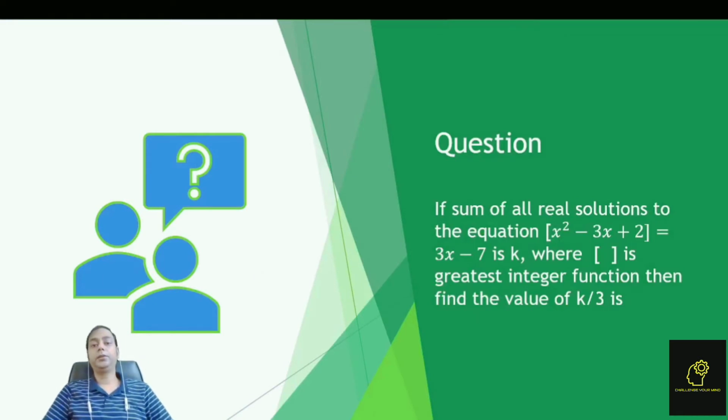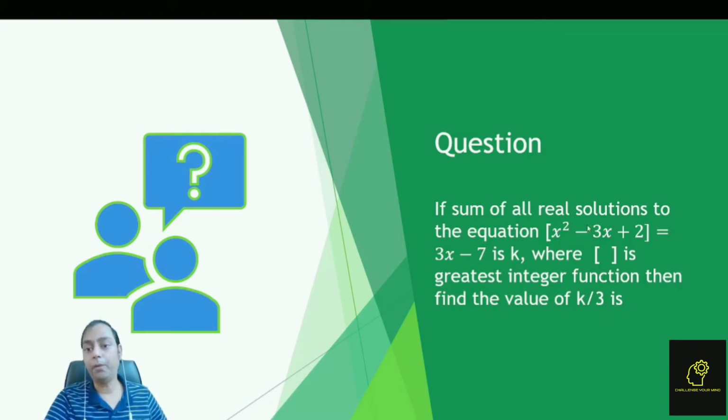Hello students, in this video I am going to discuss a question. This question is based on the concept of greatest integer function. The question is: if the sum of all real solutions to the equation [x² − 3x + 2] = 3x − 7 is k, where [ ] represents the greatest integer function, what we need to find is the value of k/3.